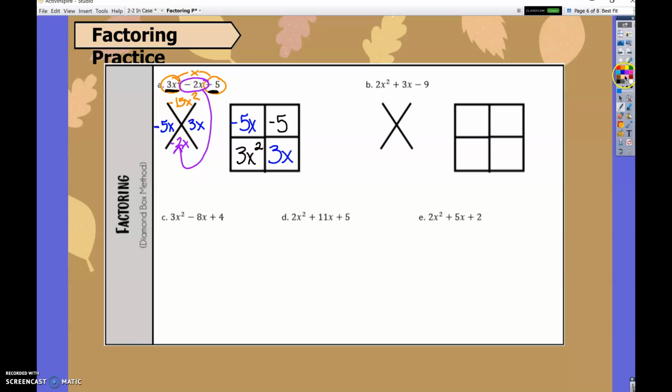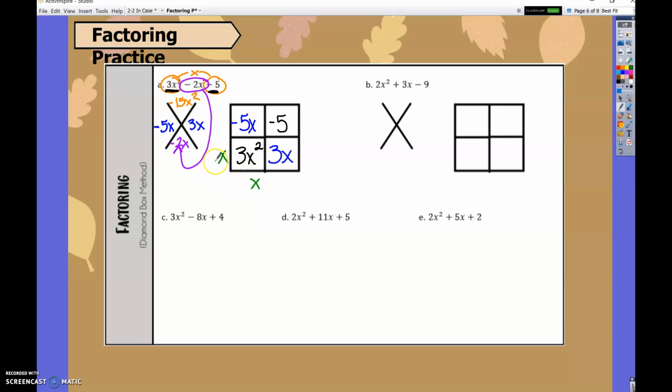And now our goal is to go on the outside of the boxes and think of what would multiply to give us 3x squared. So I always start in the x squared bucket. X times x will give me x squared. I need 1 times 3 to give me 3.